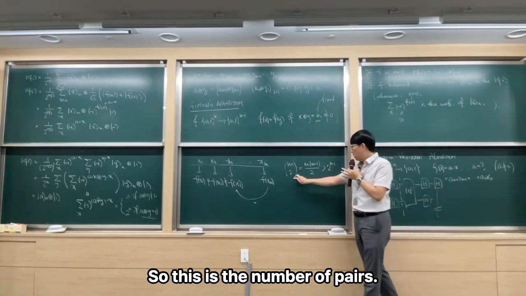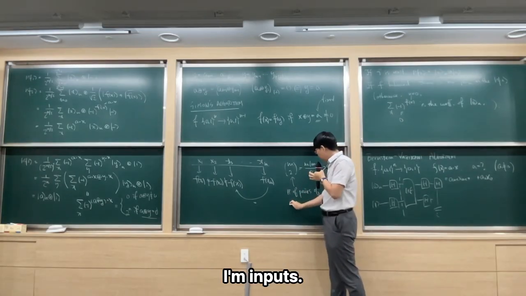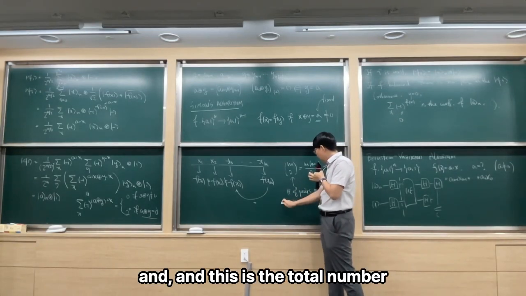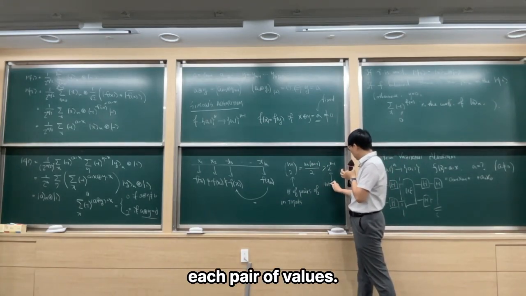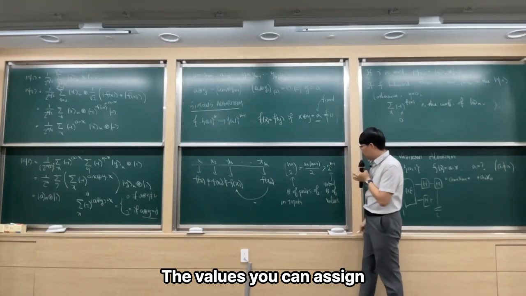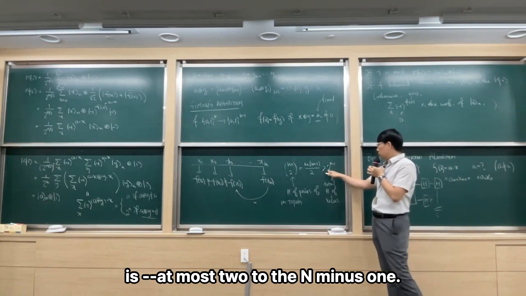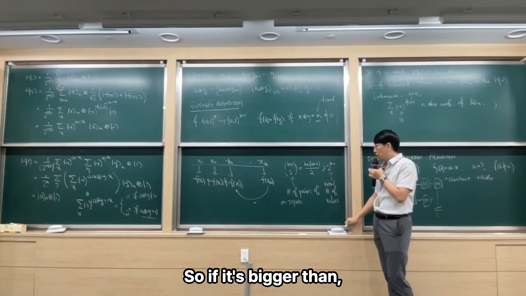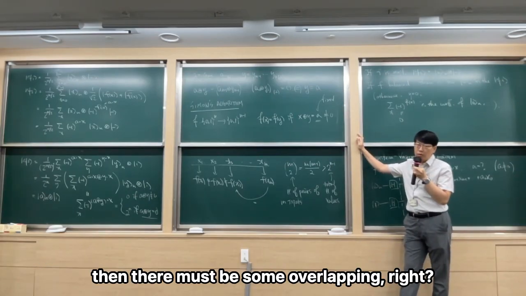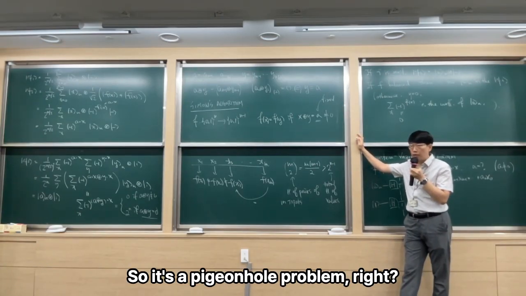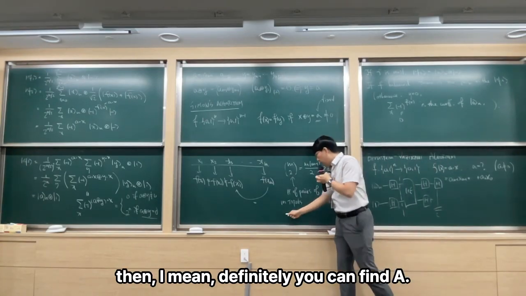So this is the number of pairs. M inputs, and this is the total number of outputs. So you want to assign a value to each pair. The values that you can assign is at most 2 to the n minus 1. So if the number of pairs is bigger than the number of values you can assign, then there must be some overlapping, right? So it's a pigeonhole problem, right? So if that happens, then definitely you can find a.